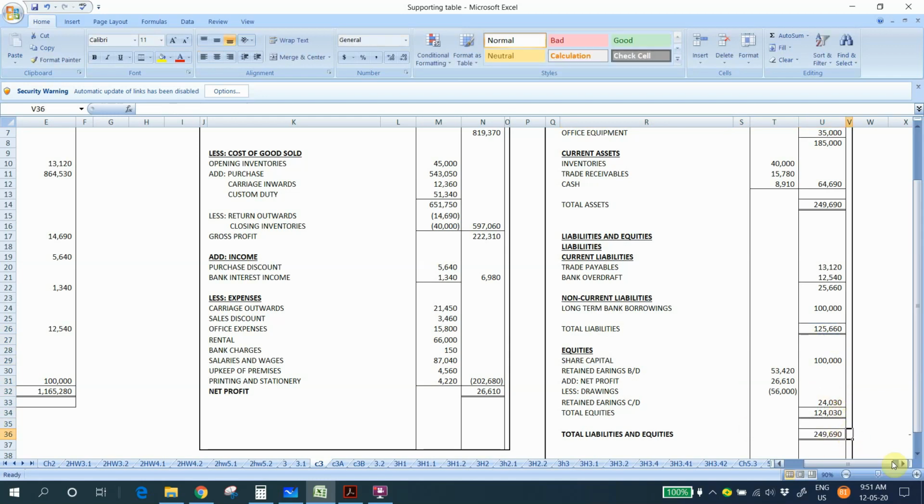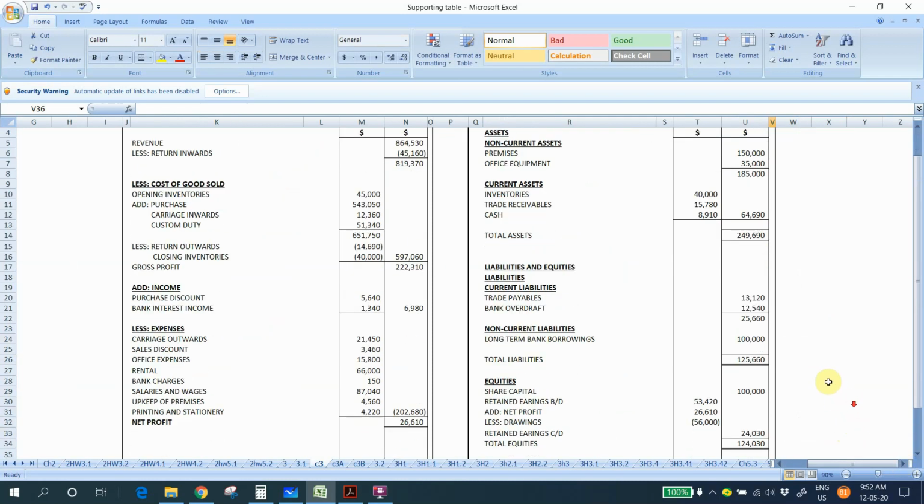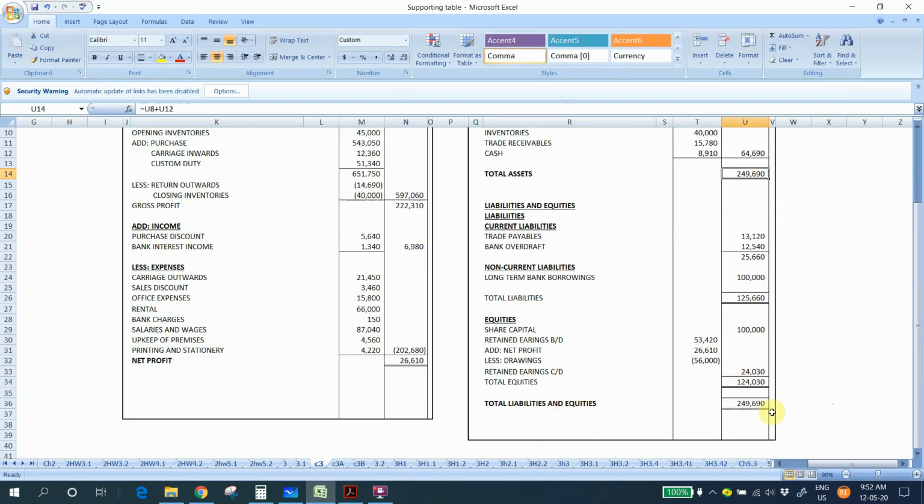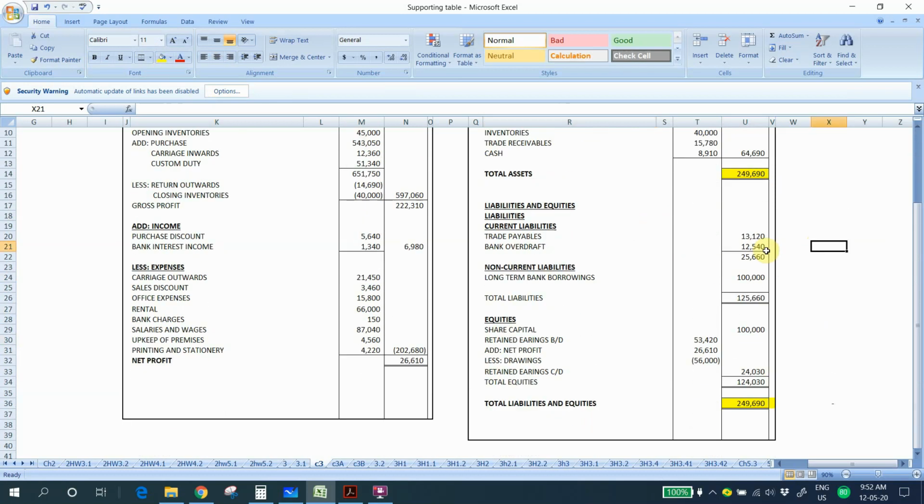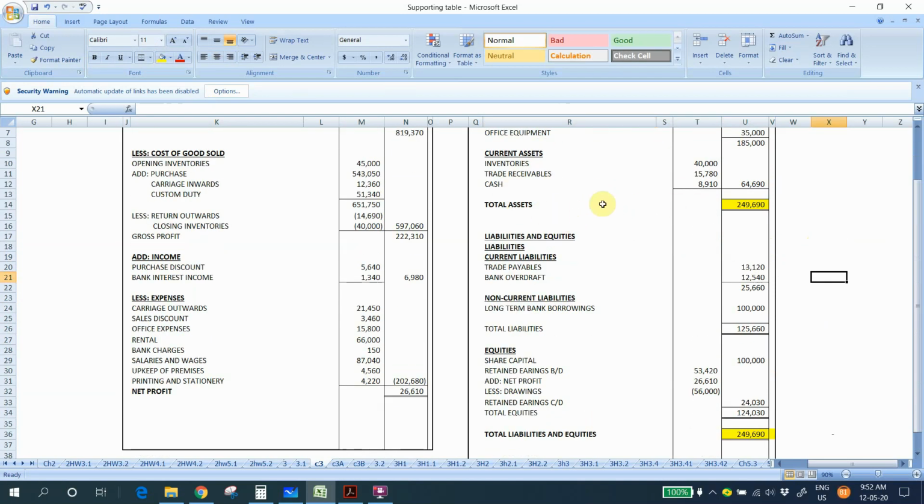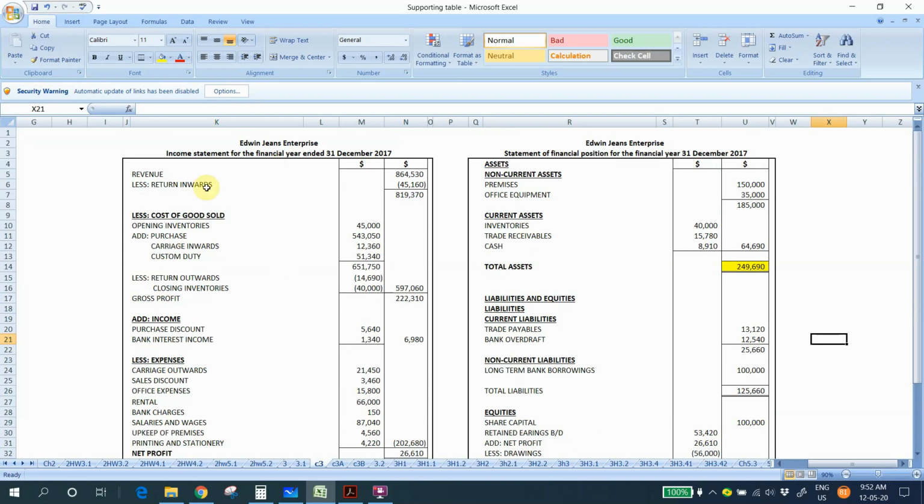We get 249690. So if you can match your total asset to the total of liability plus equity, if you can match these two amounts, it means that your statement of financial position is balanced. It means that the amounts tally. But it is not necessarily true that if your amount tallies, you are correct. But if your total asset cannot match your total liabilities and equity, it means that you have something wrong in either your income statement or statement of financial position.